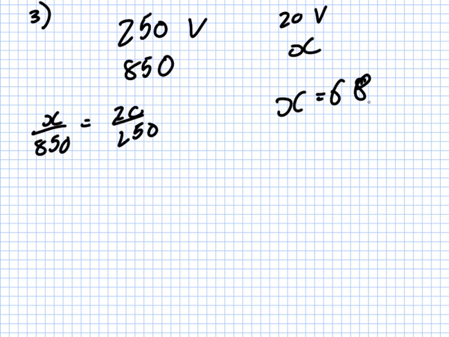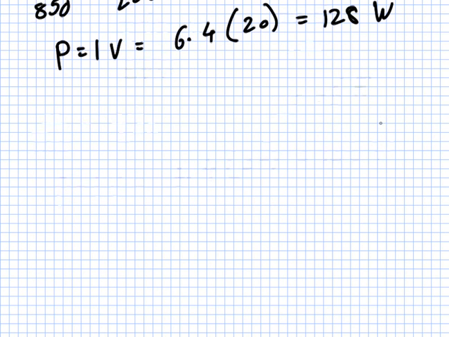Now, what is the current in the secondary? If the current in the secondary is 6.4, what's the power? Okay, so power equals IV, which equals 6.4 times 20, which is 128. Okay. Yes, it's great, isn't it? Right. 4 now.